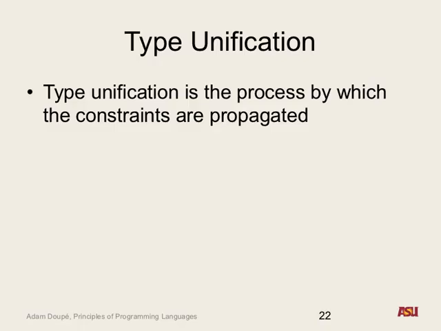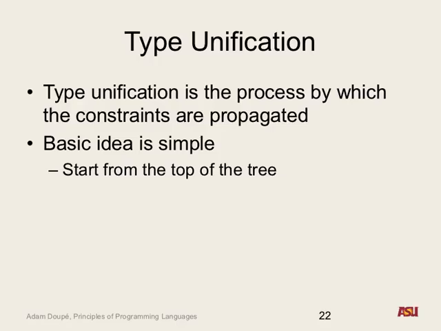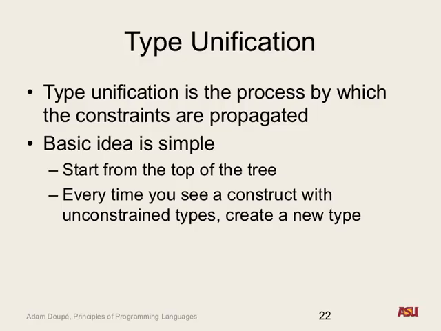So the basic idea is actually really simple. You start at the top of the tree. You're going to have a parse tree, which is exactly what we've been looking at for those examples. Every time you see some construct with unconstrained types, every time you see a new type, so it says, hey, this thing is something new, then you create a new type. So you just give it a new T1, T2, T3, T4, some new anonymous type, which is also what you're doing in project 4. When you see a new implicit type, you don't know what the name of that type is, but you know it is something new, and you know it's not necessarily the type of something else yet.